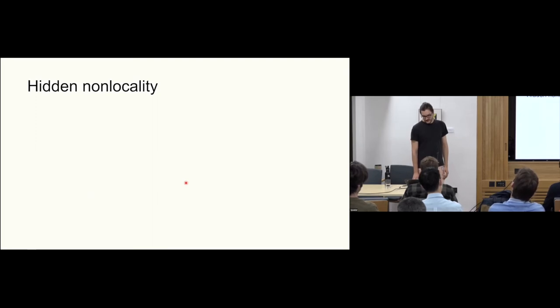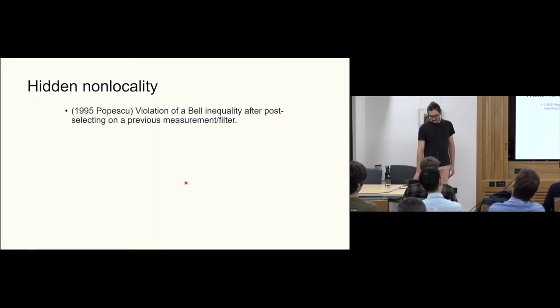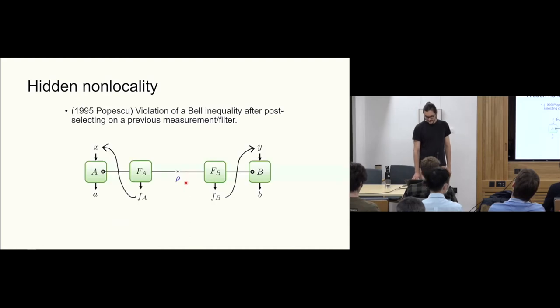So one technique is hidden non-locality. This was from Popescu. The idea is that before Alice and Bob do their measurements, they apply a filtering operation. Basically it's a previous measurement, but with no inputs. And conditioned on the result of this previous measurement, they choose their setting. And with this, they can get non-locality.